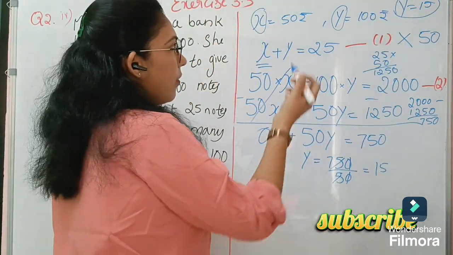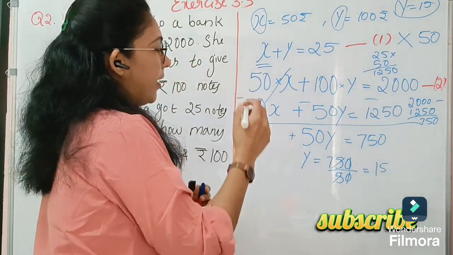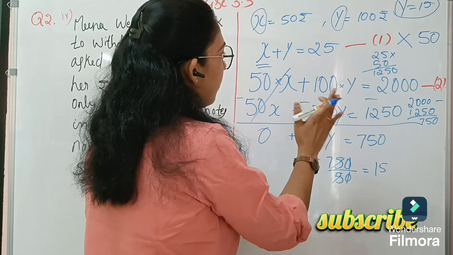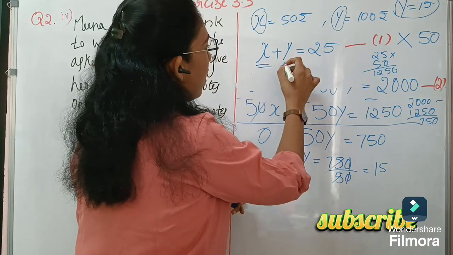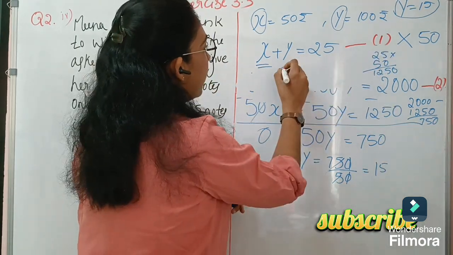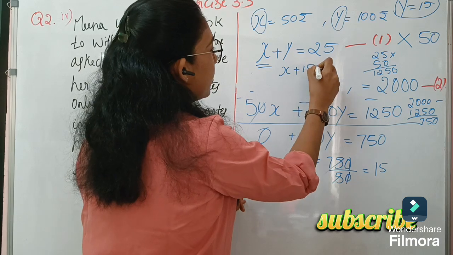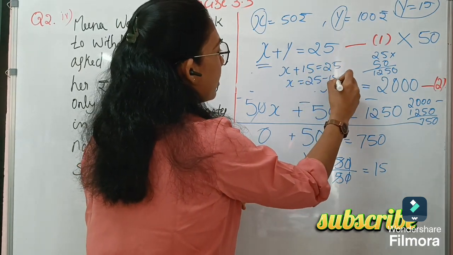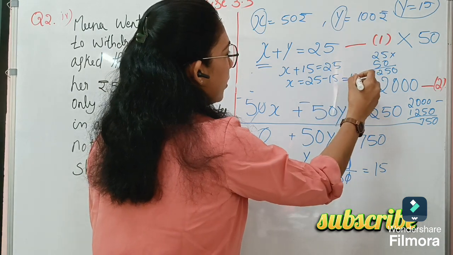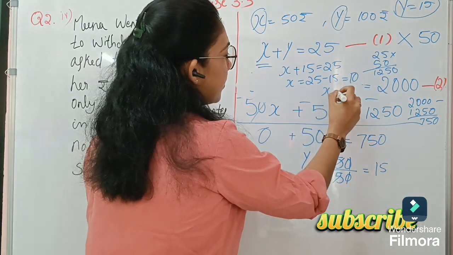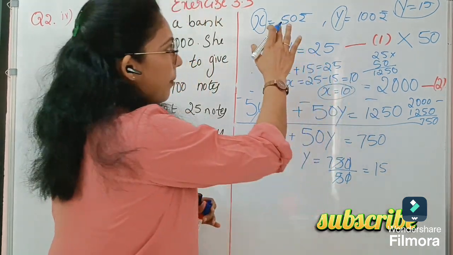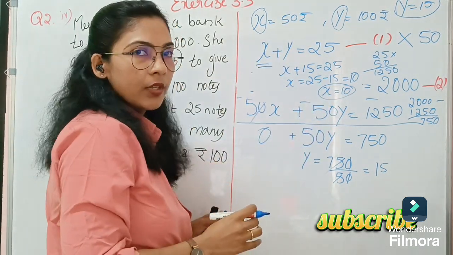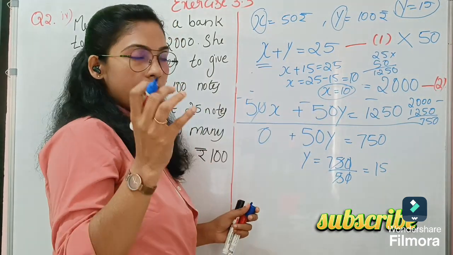Then what is x? We know that x plus y is equal to 25. We know that y is 15, so x plus 15 is equal to 25. Then x is equal to 25 minus 15, which is equal to 10. That is, x is equal to 10, which means the number of 50 rupees notes is 10.